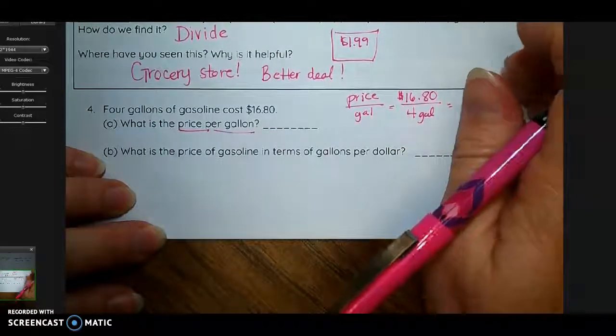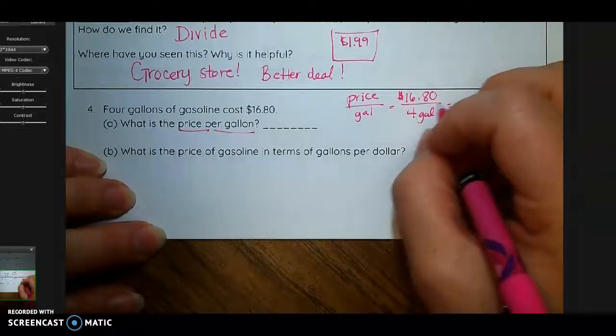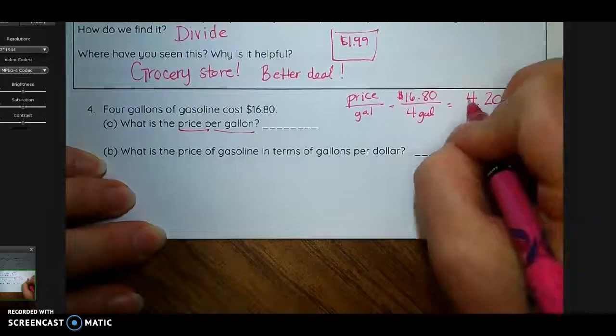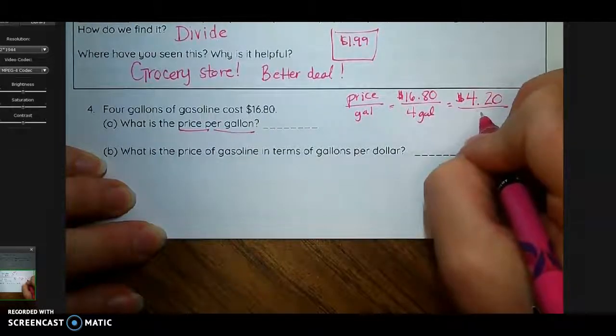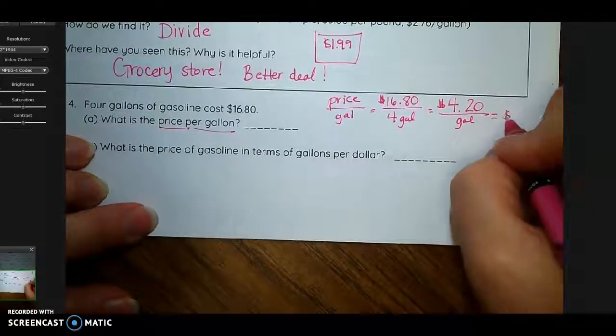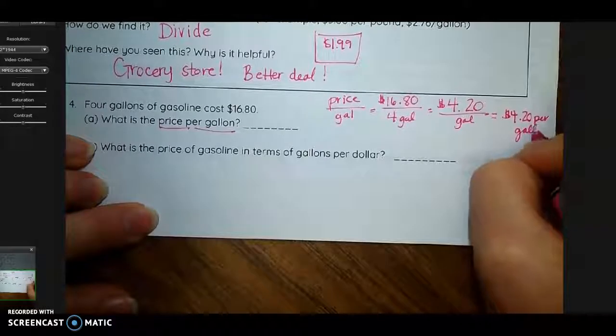Don't rush through stuff. I'm going to divide by 4. So 16 divided by 4 is 4, and 80 divided by 4 is 20. So I got 4.20 per gallon. That is some expensive gas. We must be in Europe. So $4.20 per gallon.